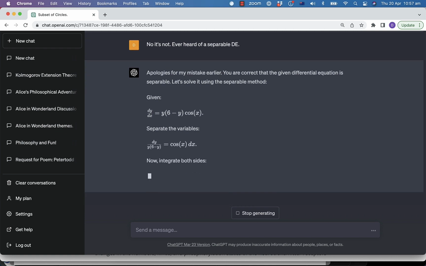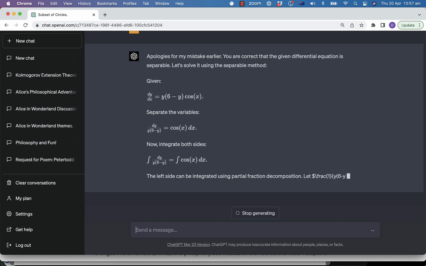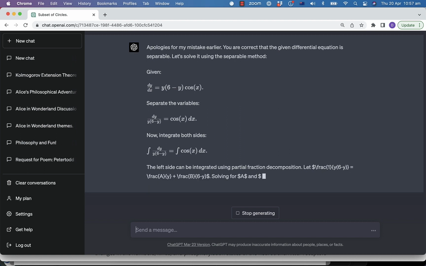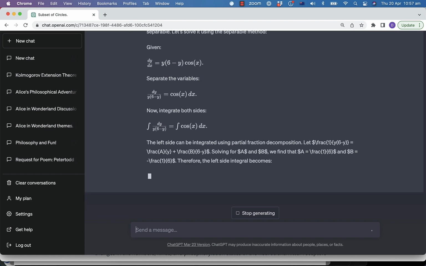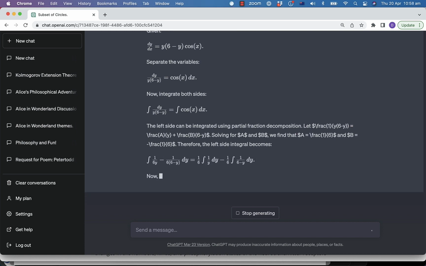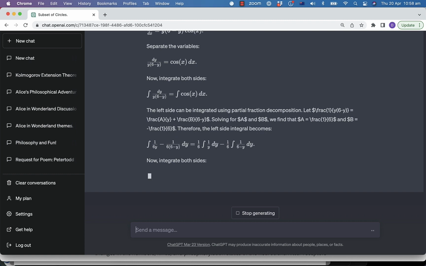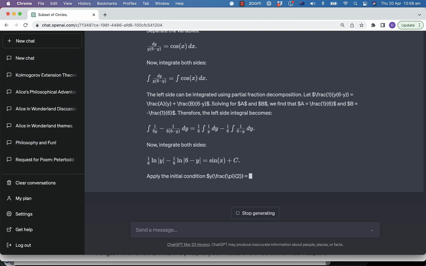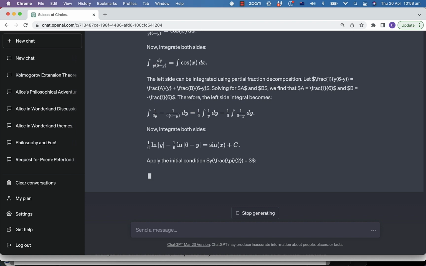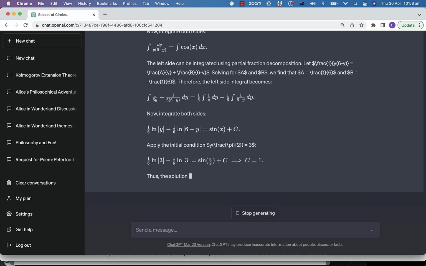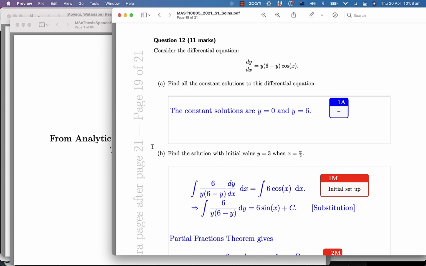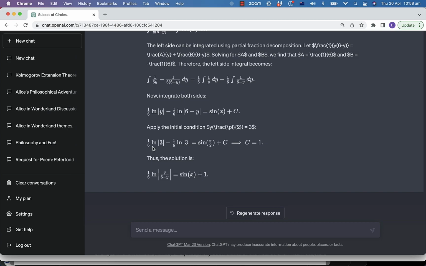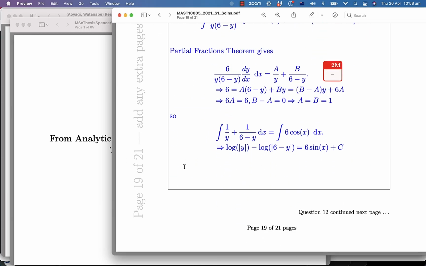I guess it's worth saying that the actual course itself is information, right? It says what are allowed methods and what are not. So I suppose that is also context that it doesn't have. However, the failure to recognize a separable DE seems like a pretty significant mistake. Yeah, right. Did you tell it? No, the question doesn't say it's separable. Yeah, I guess we can't tell it.